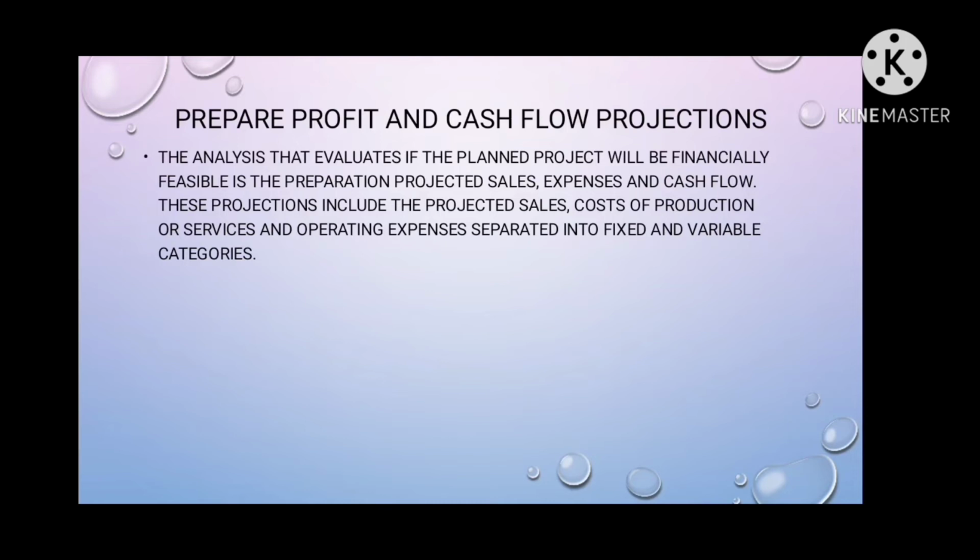The analysis that evaluates if the planned project will be financially feasible is the preparation of projected sales, expenses, and cash flow. These projections include the projected sales, cost of production or services, and operating expenses separated into fixed and variable categories. The cash flow predictions show how much money is needed to get started and where it will come from. All borrowed funds and leases are calculated, as well as the sources of equity capital.